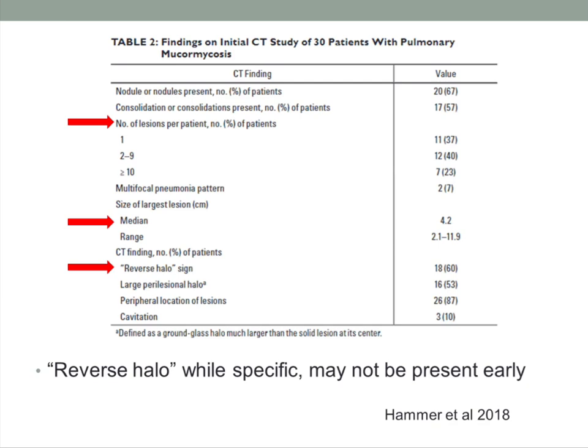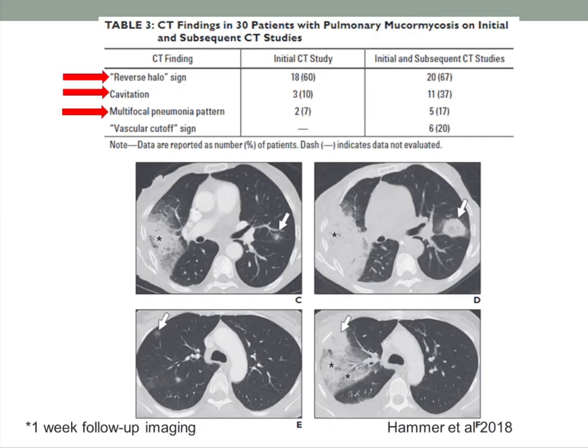It's only seen in 60%, but we talked earlier about how it may be more specific, so it can help with selecting antimicrobial agents. They did a follow-up CT a week later, which was pretty nice. You can see that a lot of these patients may not have the reverse halo sign at first, but they go on to develop it. The yield went from 60% to 67%. Same thing with cavitation: over time, those lesions start to cavitate. And they may develop additional nodules over time too. Initially it was only 7% with multifocal pneumonia, and then it went up to 17% on follow-up.